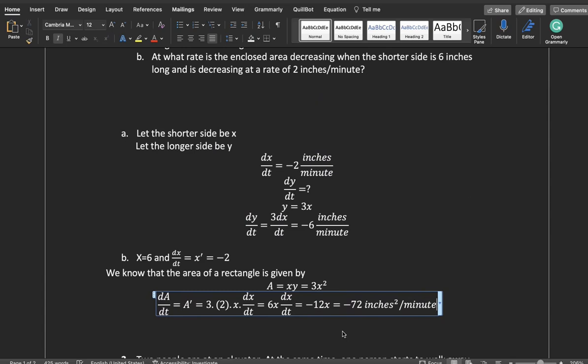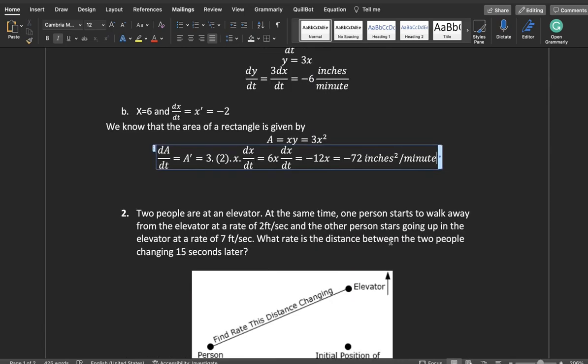And if you were to explain this verbally, you would say that the area is decreasing at a rate of 72 inches per minute, knowing what everything was given to us, right? So that is it for question 1.